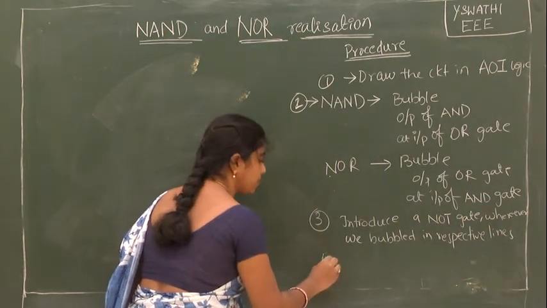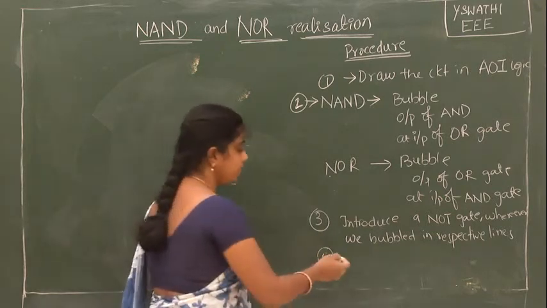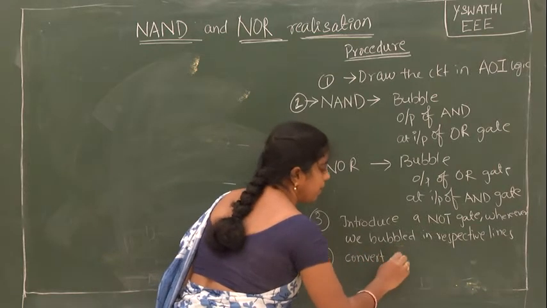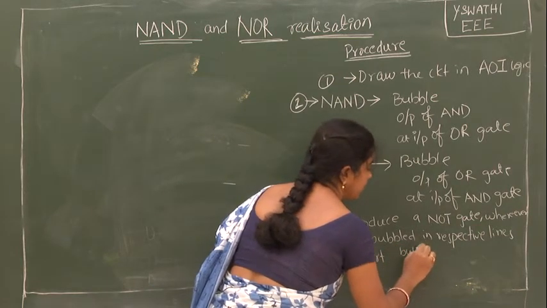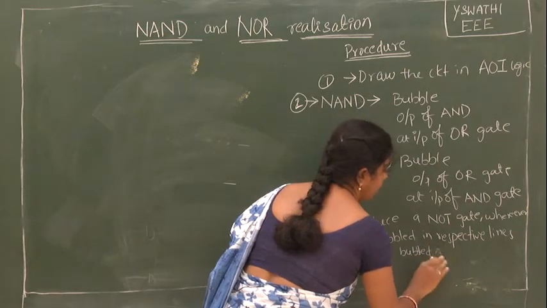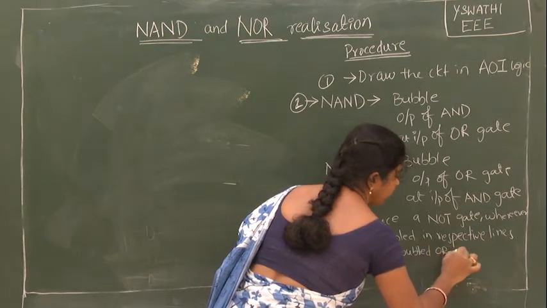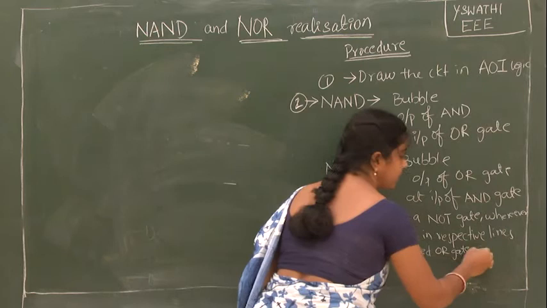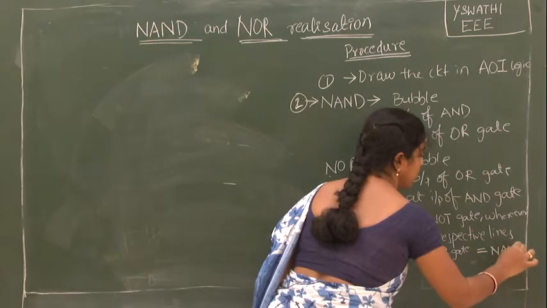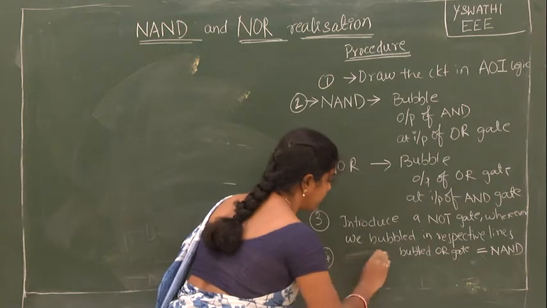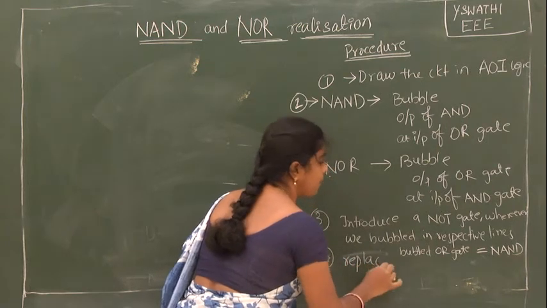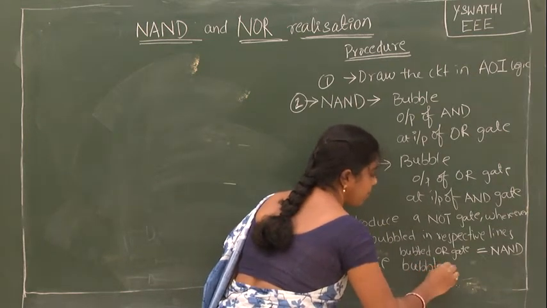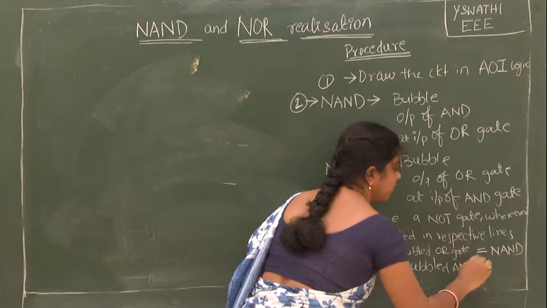And the fourth step is to convert bubbled OR gate to NAND gate. We have seen that bubbled OR gate is nothing but NAND gate. So replace bubbled OR gate with NAND gate. Again, in NOR realization, replace bubbled AND gate with NOR gate.